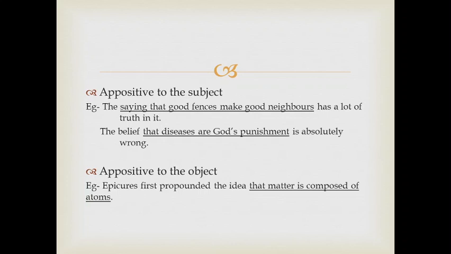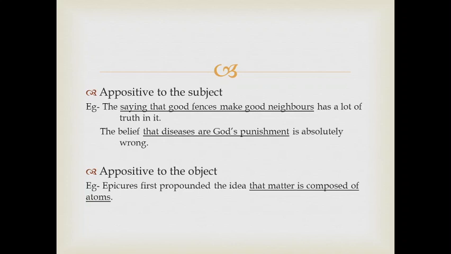Now, appositive to the object. That means it gives additional information, or says the object in another way. Epicurus first propounded the idea that matter is composed of atoms. Epicurus is the subject, propounded is the verb, and the idea is the object. So this clause explains the object, the idea. What is the idea? The idea that matter is composed of atoms. That matter is composed of atoms is a noun clause which explains the object, the idea. So these are appositive clauses.